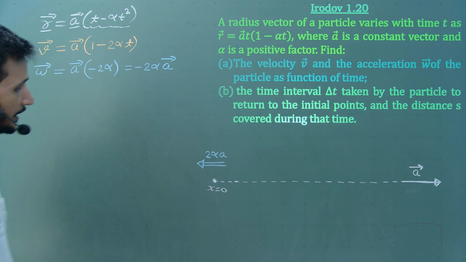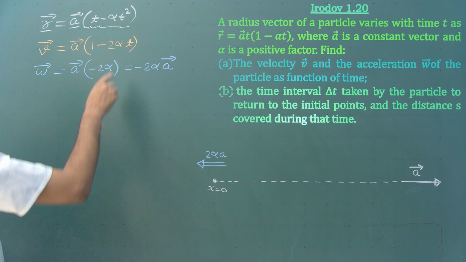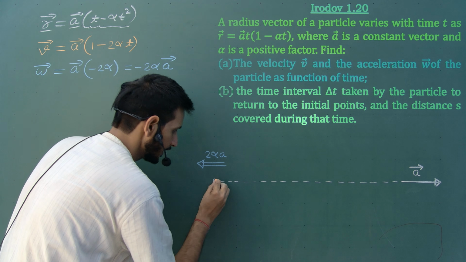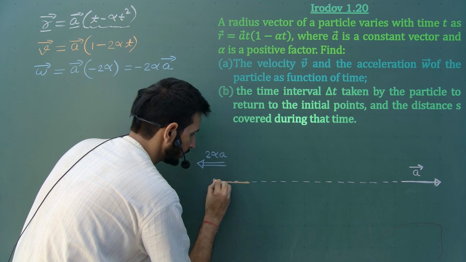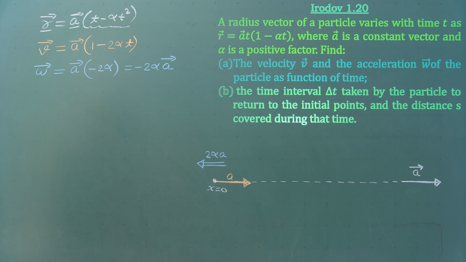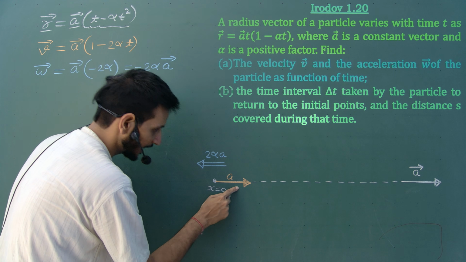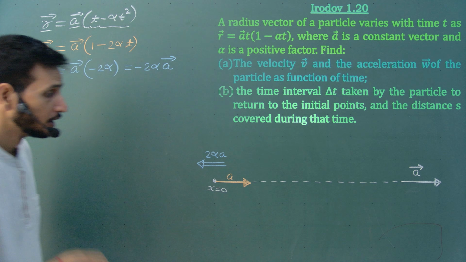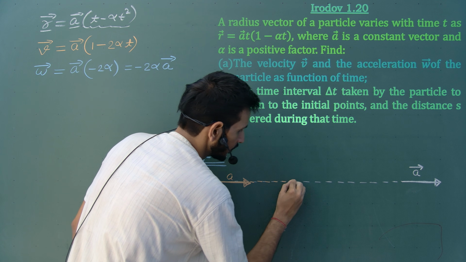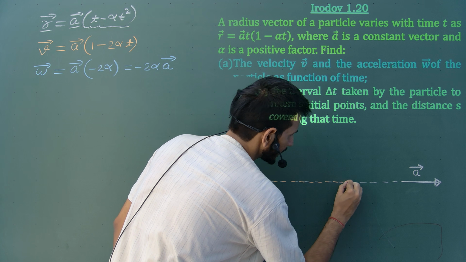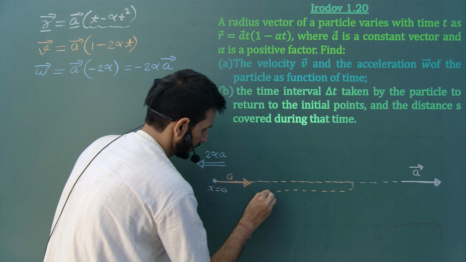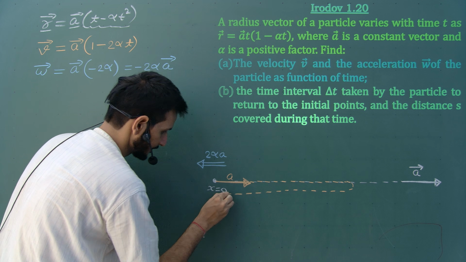Now, initially, what is the velocity? If you put t equal to 0, the velocity is vector a. Vector a means in this direction, and the magnitude of initial velocity is a. So, velocity is in this direction and acceleration is in the opposite direction. So, what is the motion? The particle will go in plus a direction up to a certain point and then the particle will return.